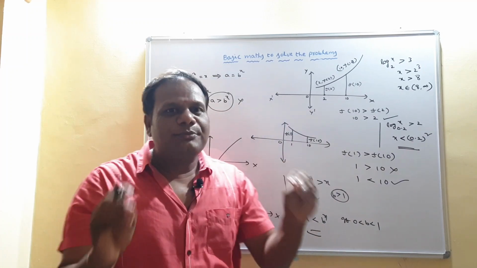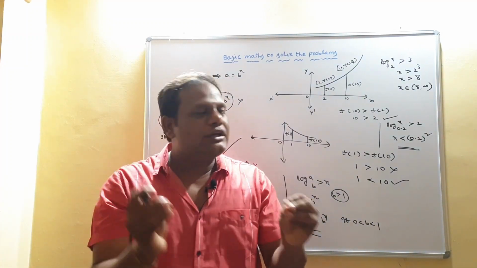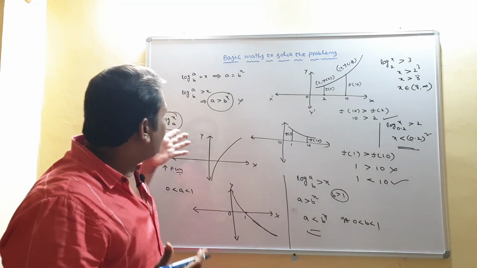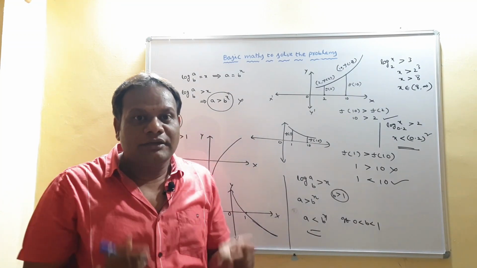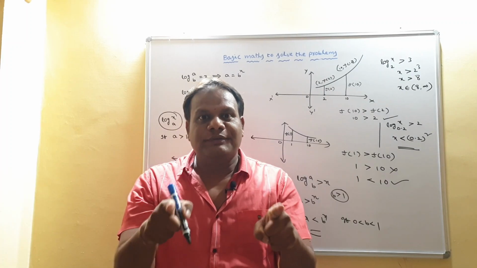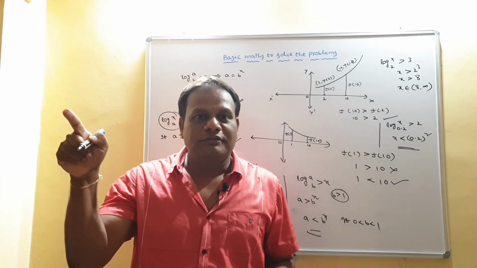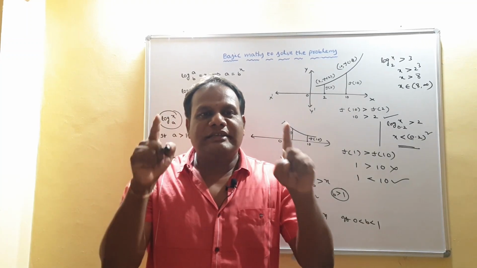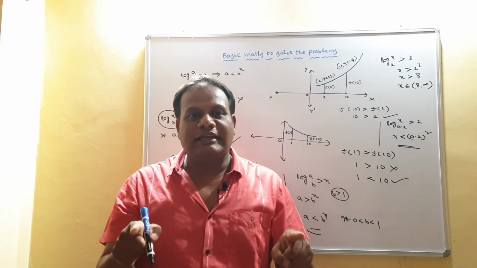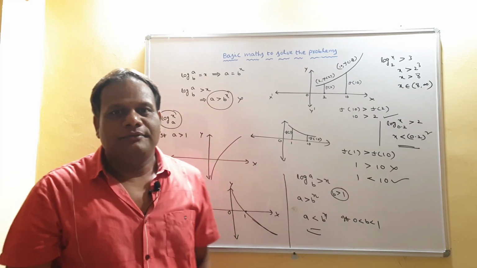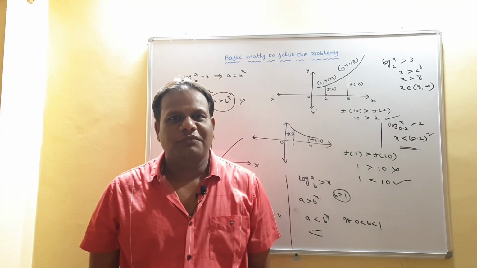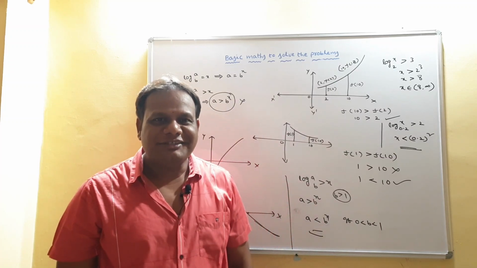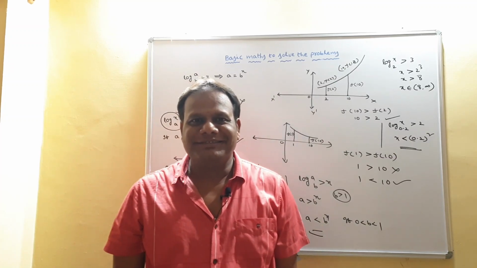So you must be very careful and you shouldn't commit this type of mistake. Don't blindly deal with logarithm inequations. If the base is more than 1, then the function is an increasing function. If the base is in between 0 and 1, that is a decreasing function. I am sure from now onwards you won't commit this type of silly mistake.